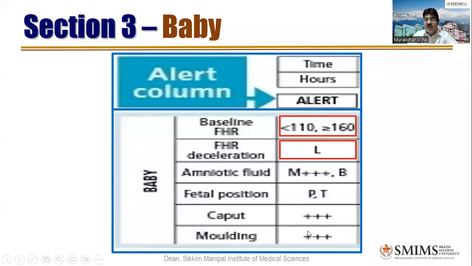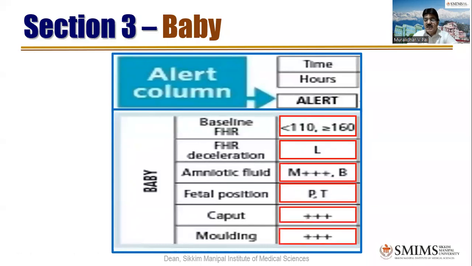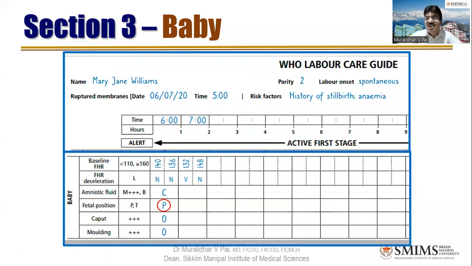Let's look at all of these things in our Mary Jane Williams. So at 6 o'clock, her fetal position was posterior. Do you think it will change? Yes, it can change subsequently later, isn't it? In labor, it will change. 90% of them will become anterior. So that is the situation at 6 o'clock.